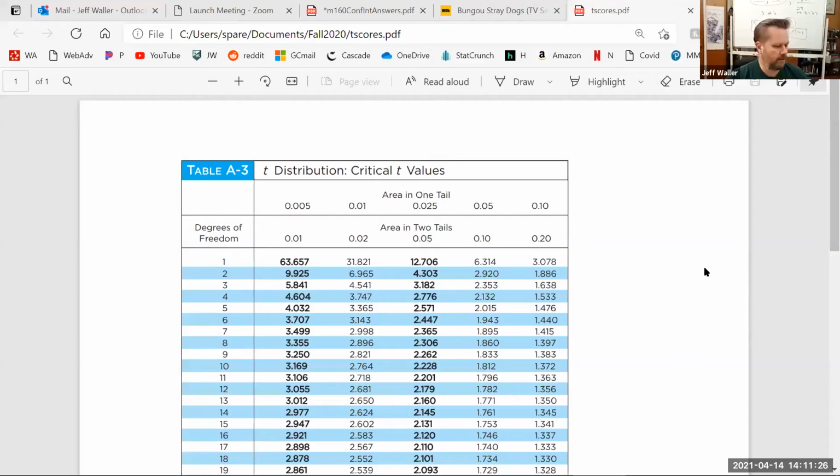So let's take a look at this. How in the world do we read this? There's a really, really good reason, an unbelievably good reason, we're going to learn it very quickly in chapter 9, why this is set up this way. Look, area in one tail, area in 2 tails. What are they talking about with tails? Can each of you please draw right now a 90% confidence interval for me, please.